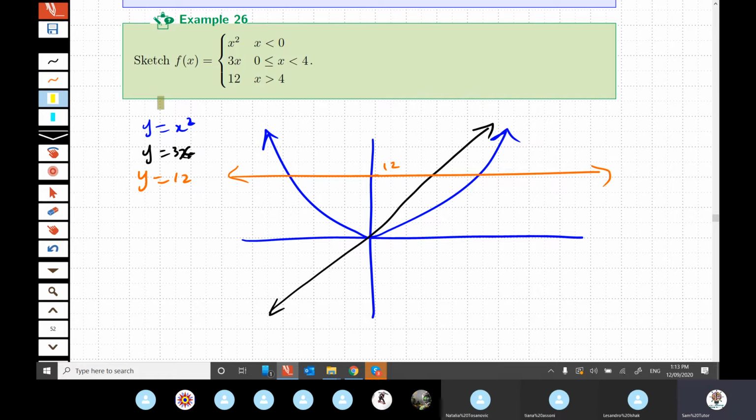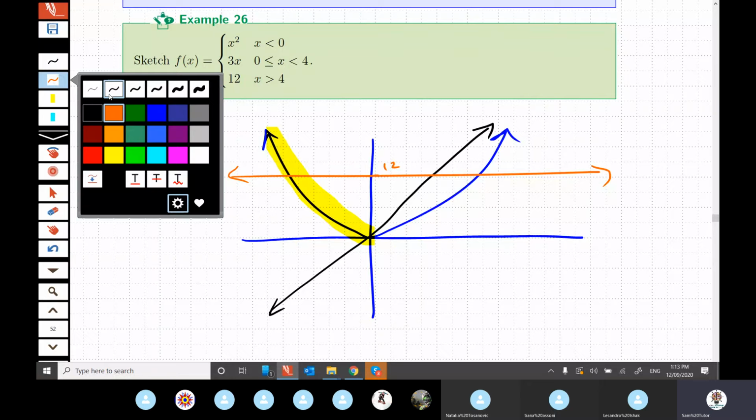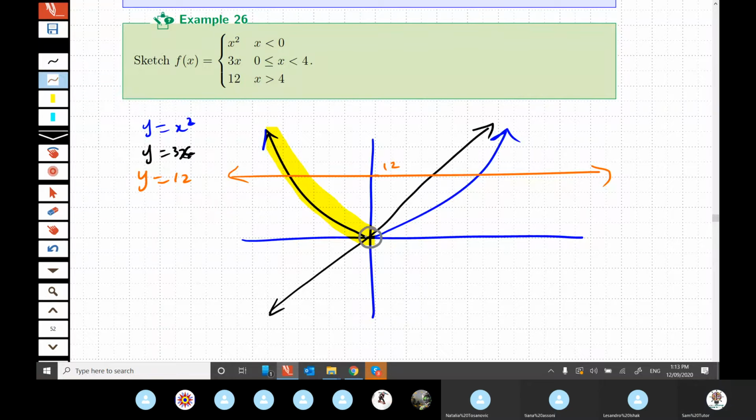Okay, and for x less than 0, it starts from here, and it's the blue curve. Agree? Open circle. Let's use a different color than orange, so we don't get it confused. There you go. Open circle, why? Because less than 0 doesn't equal 0.